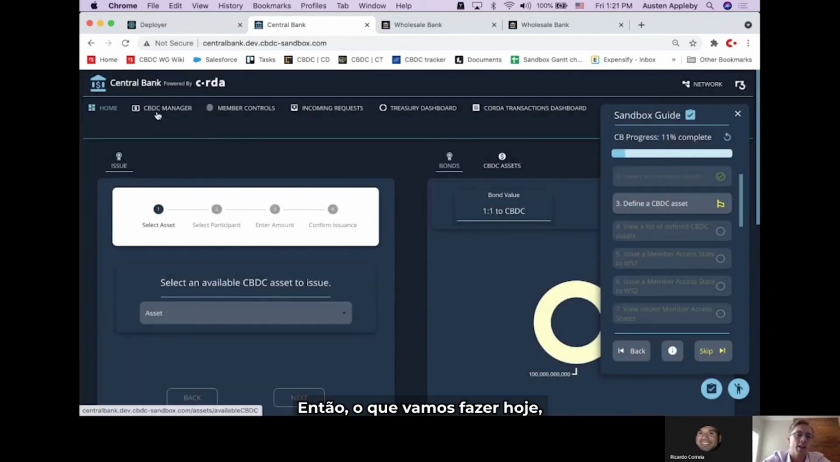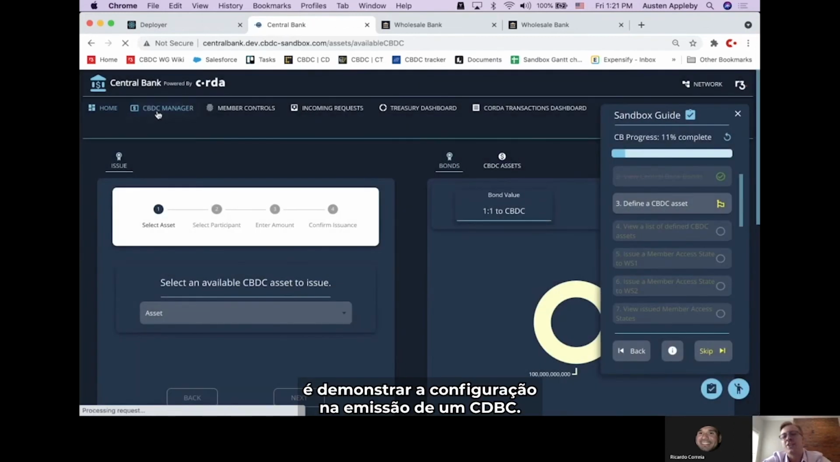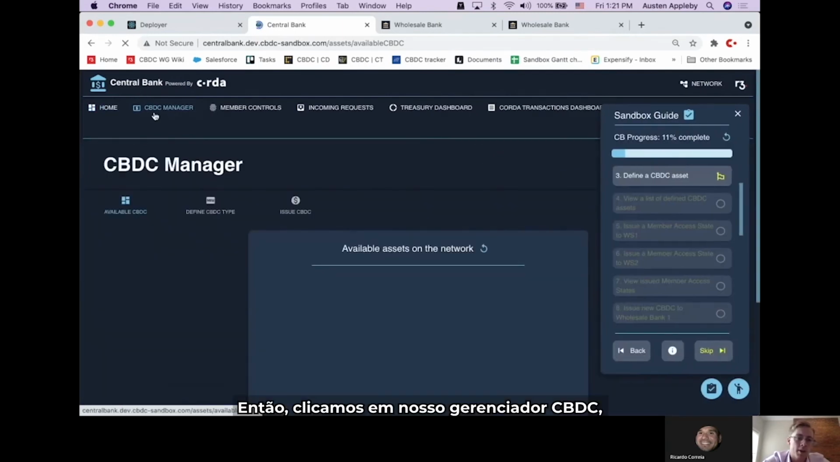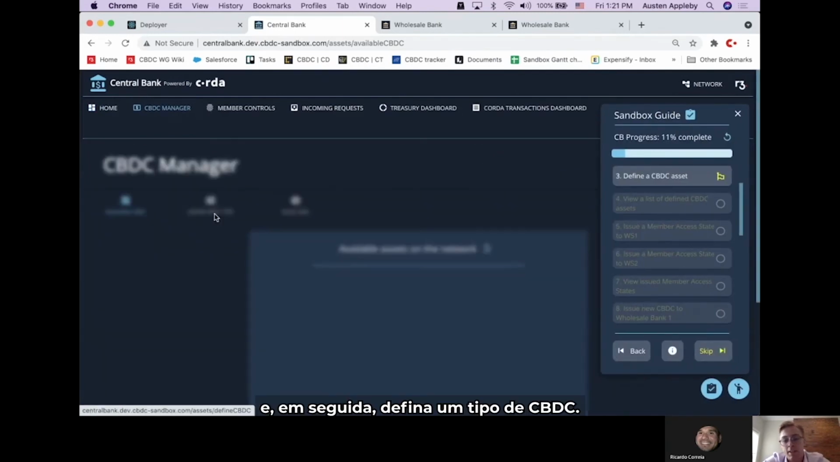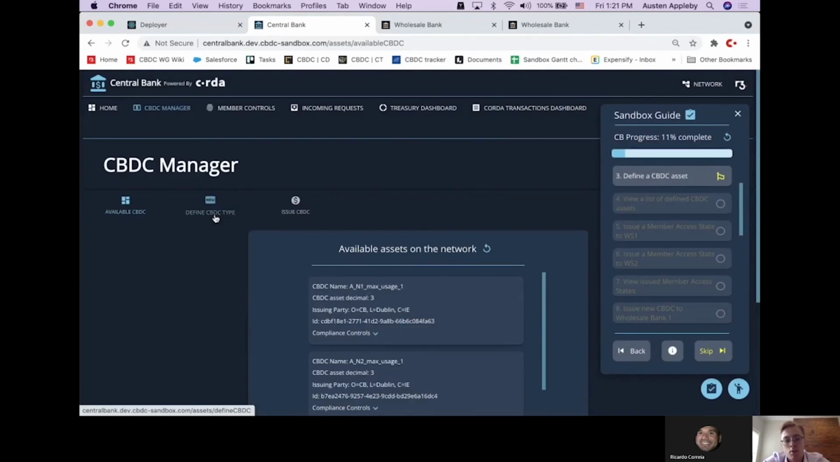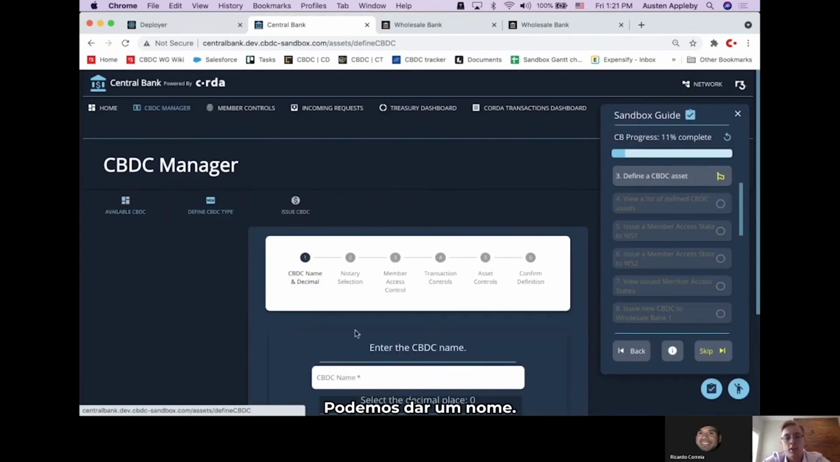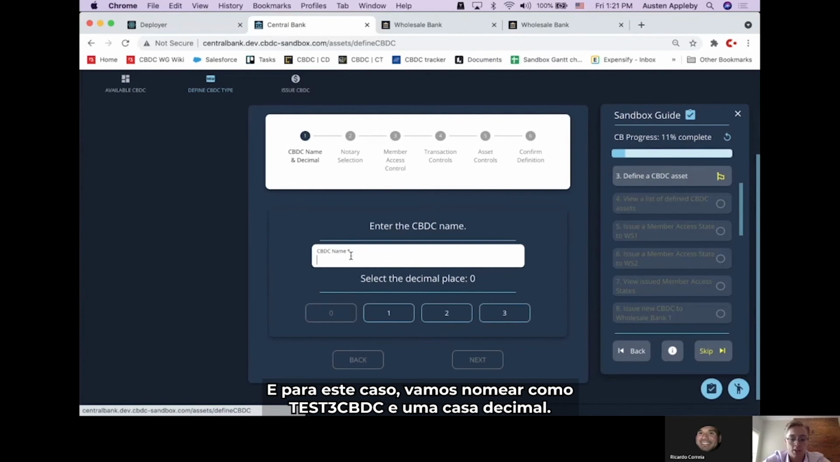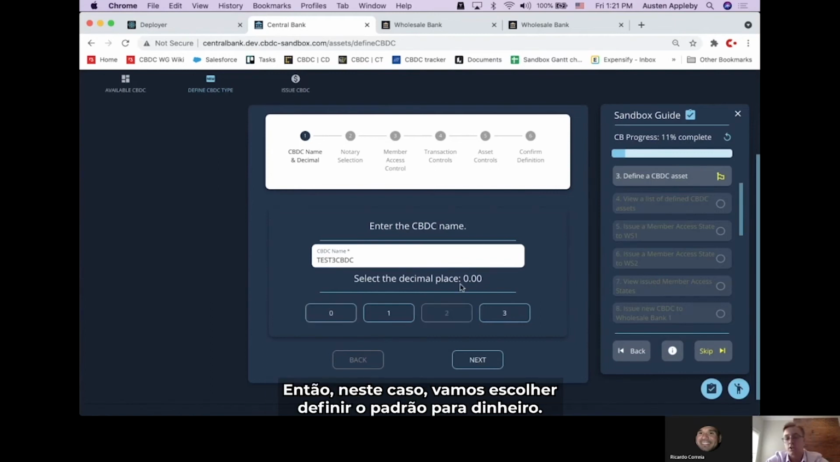So what we're going to do today is demonstrate the definition and issuance of a CBDC. So clicking on our CBDC manager and then define a CBDC type, we can here give a name, and for this case, we'll give it a test3 CBDC and a decimal place. So in this case, we're going to choose 2, because that's the standard for cash. However, this is fully configurable.